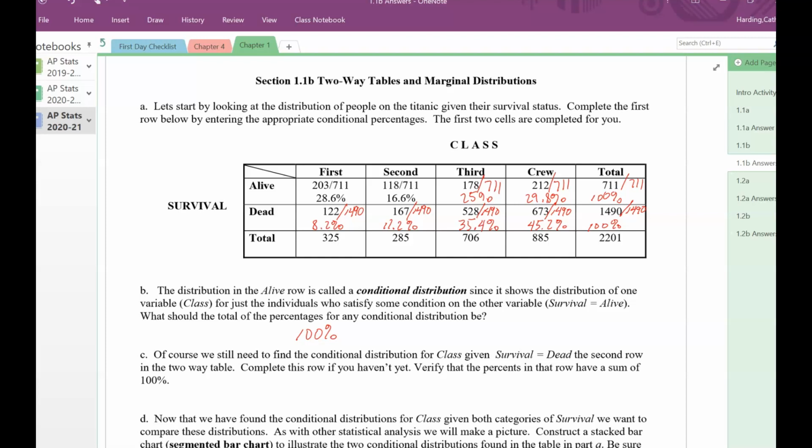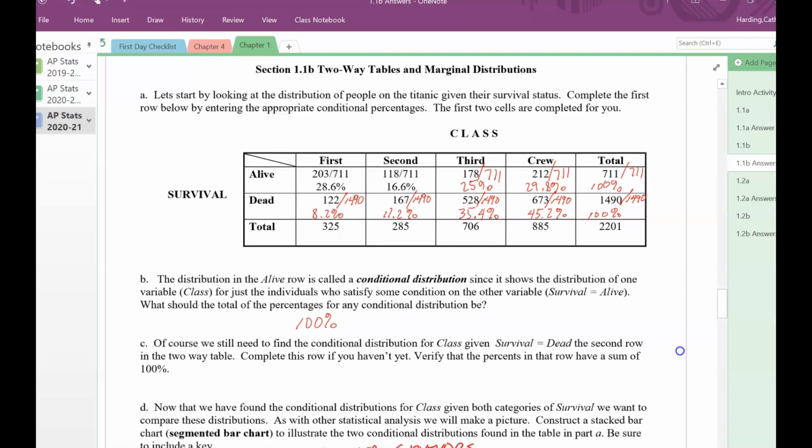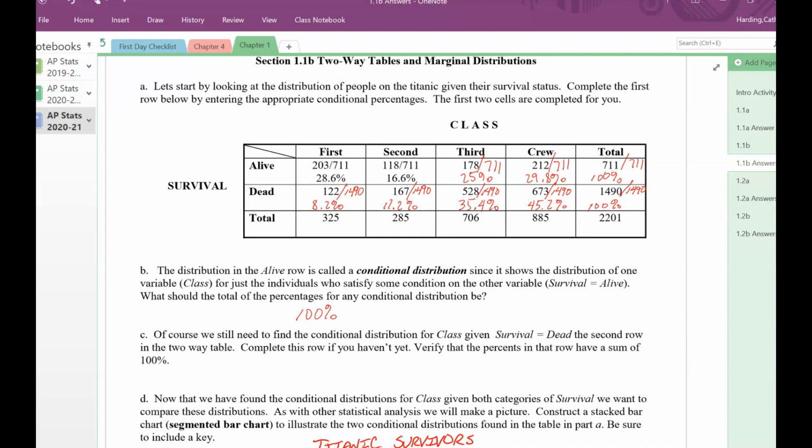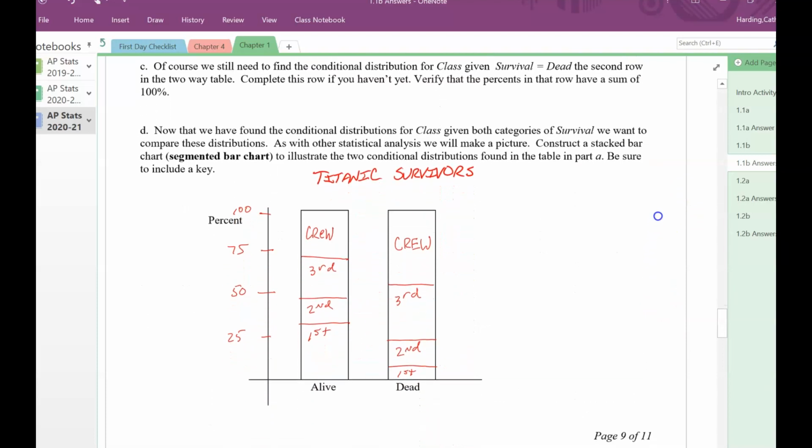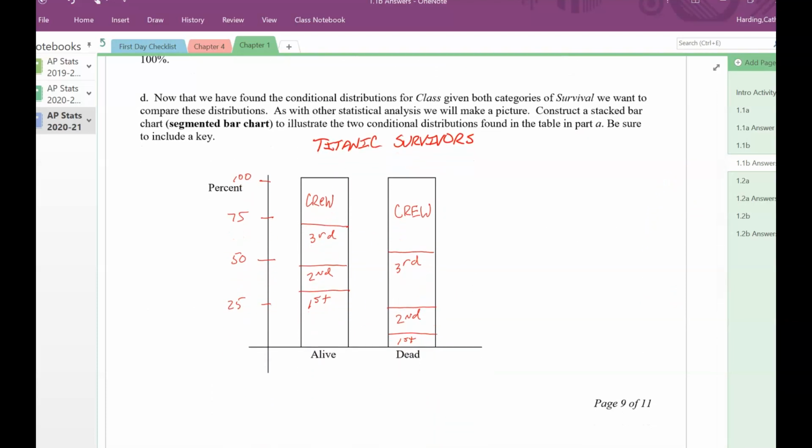Now, what are those going to help us with? What we're going to do with those is create something called a segmented bar graph. A segmented bar graph visually displays these breakdowns of percentages. It visually displays the conditional distributions. Here at the bottom, one has been made for the survivors and those who did not survive.